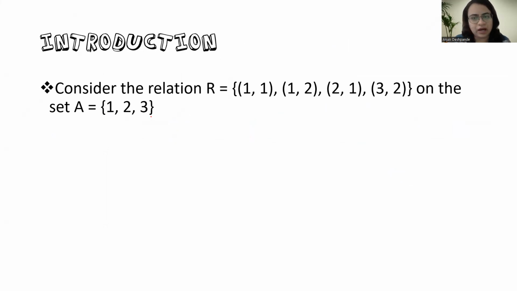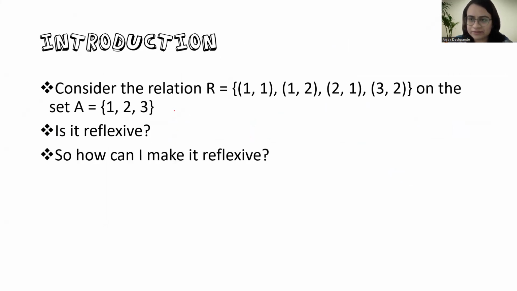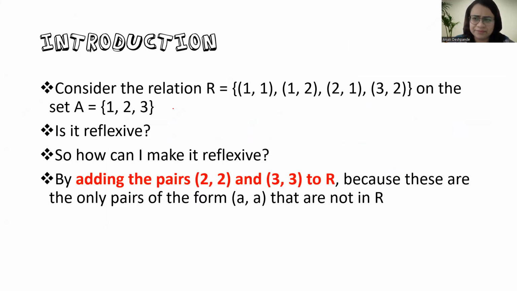Consider this relation R on the set A. Is it reflexive? As you might have guessed, it is not. So how can I make it reflexive? It's very simple. I can make it reflexive just by adding the pairs 2, 2 and 3, 3.